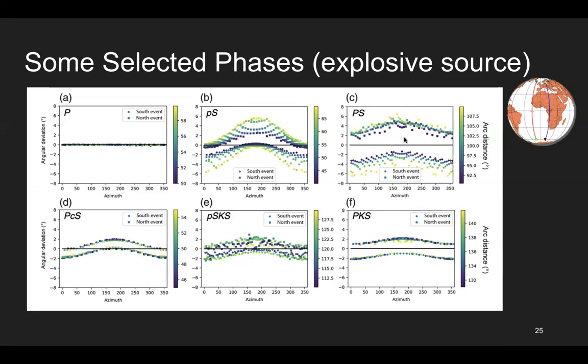And then pS is just a reflection. It's a P that reflects off the Earth's surface and becomes an S. And then PcS is just P that's reflected off the core-mantle boundary and comes back up as S. And then little pSKS, and then PKS that I showed earlier. So every shear wave I looked at is impacted.